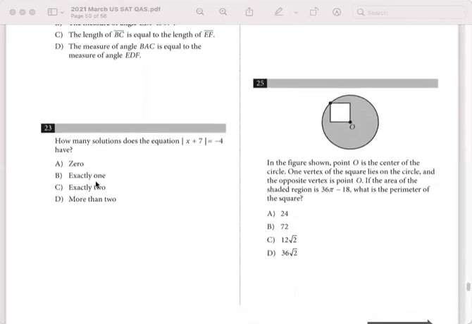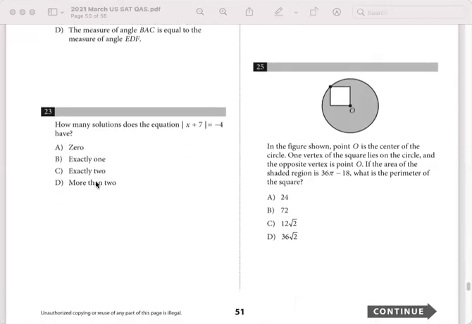Okay, 23rd. How many solutions does the equation |x| + 7 = -4 have? So I know that the absolute value function can never be negative, right? Because the absolute value function returns either 0 or a positive value. So here I see that the absolute value is -4, which is impossible. So this will have 0 solutions.